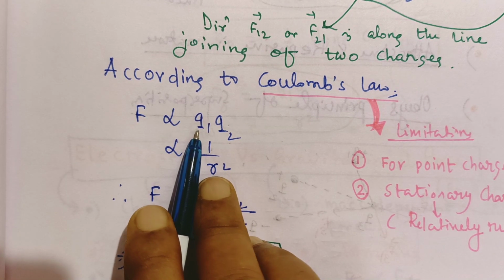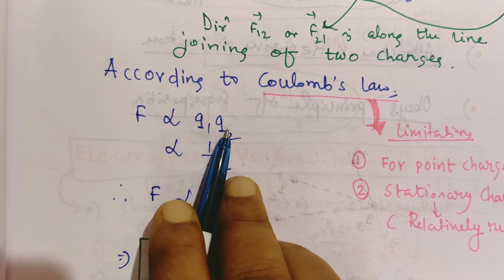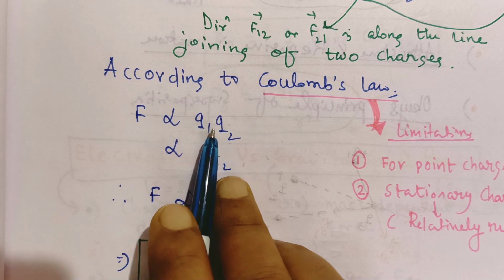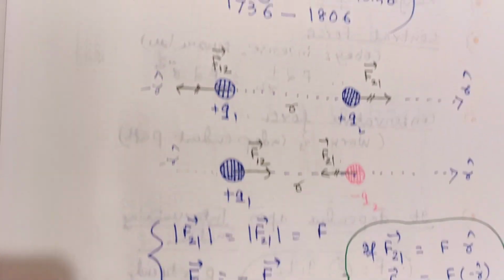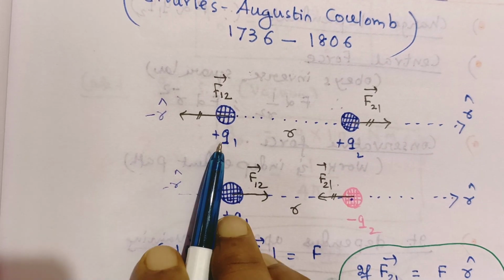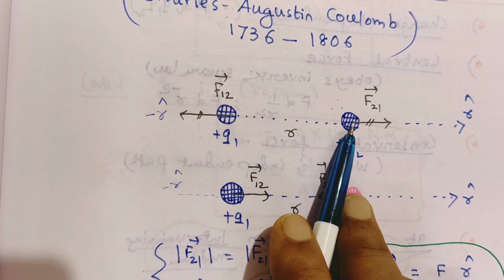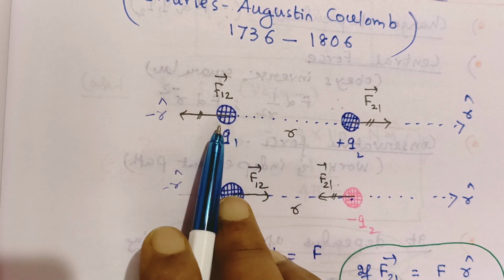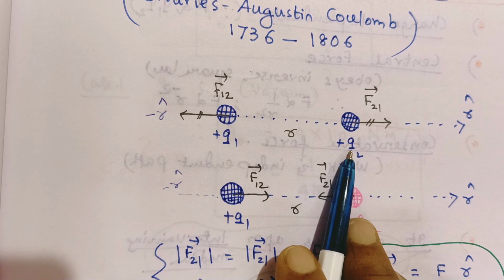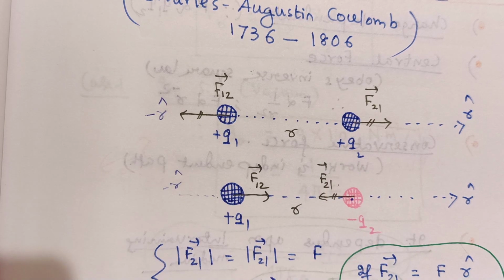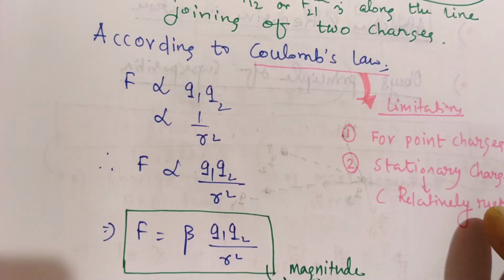The product of the two charges Q1 into Q2 is the same as Q2 into Q1. So it does not matter whether the charge Q1 is greater and Q2 is smaller. If they are kept at the same distance, the force acting on Q1 is also the same as the force acting on Q2. This is the basic law of electrostatics.